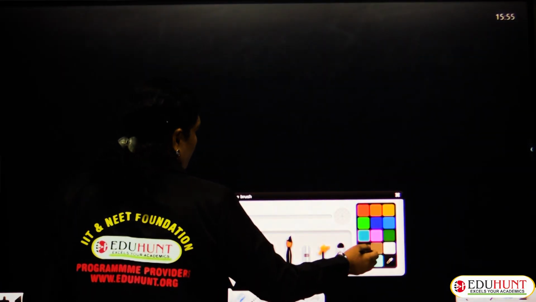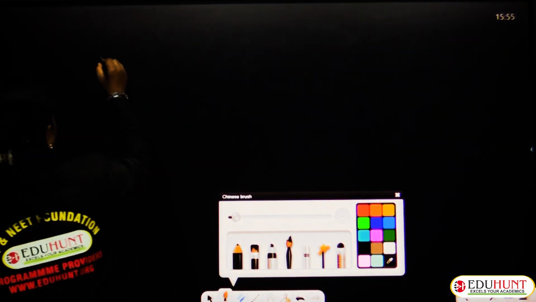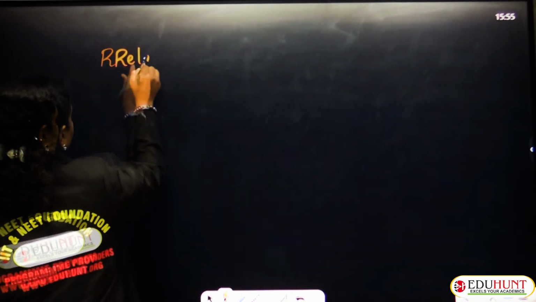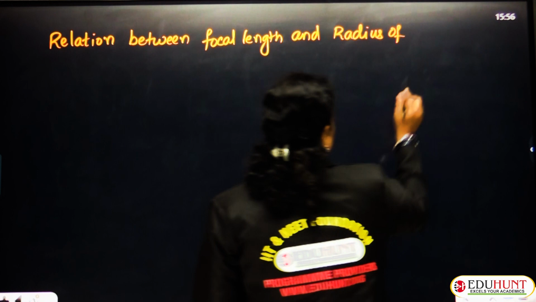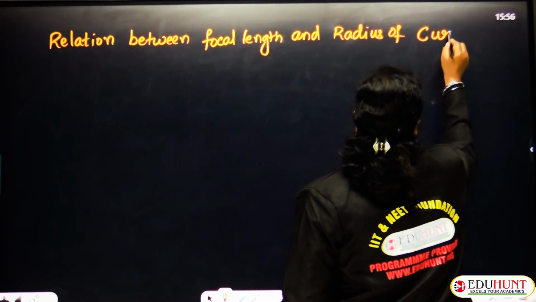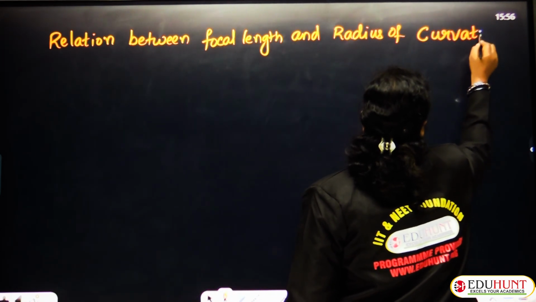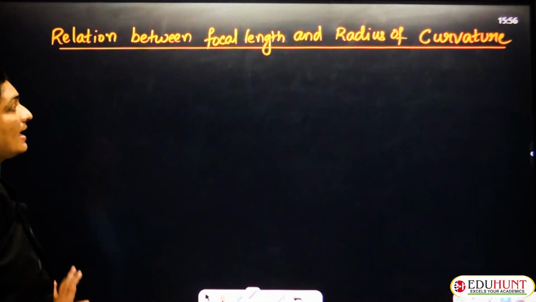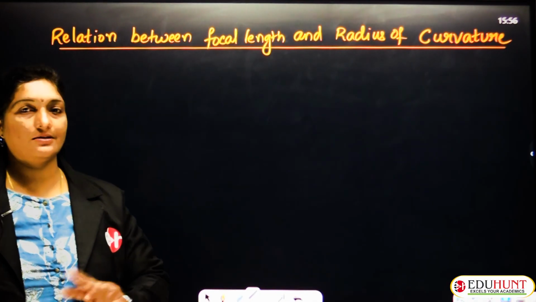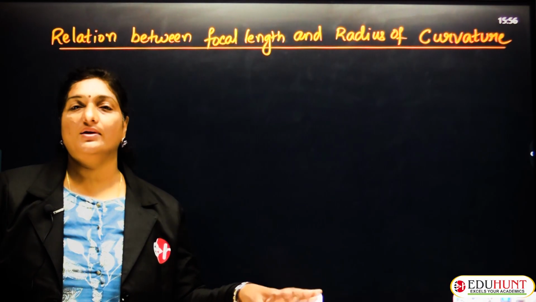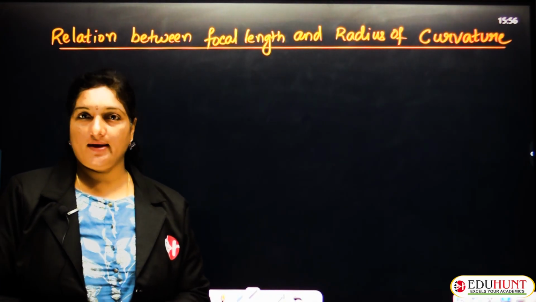Relation between focal length and radius of curvature. Let us try to derive the relation between radius of curvature and focal length in the case of both mirrors. One is the concave mirror, the other is the convex mirror.